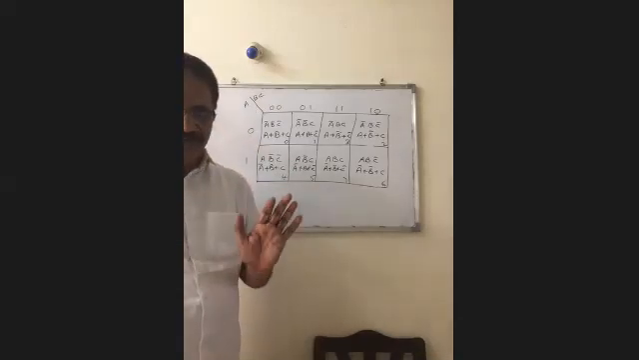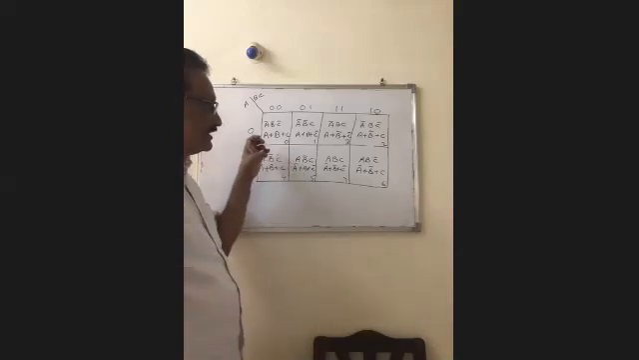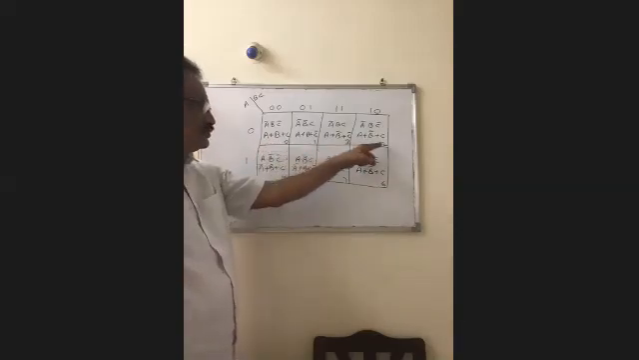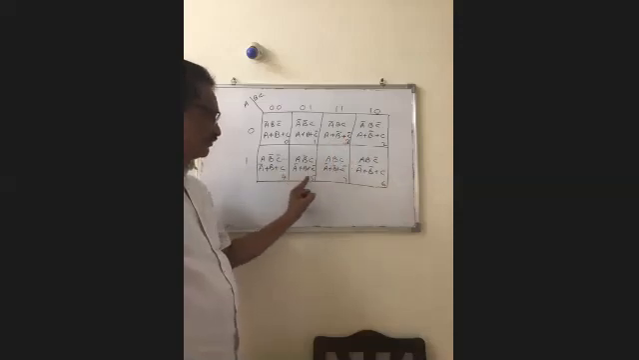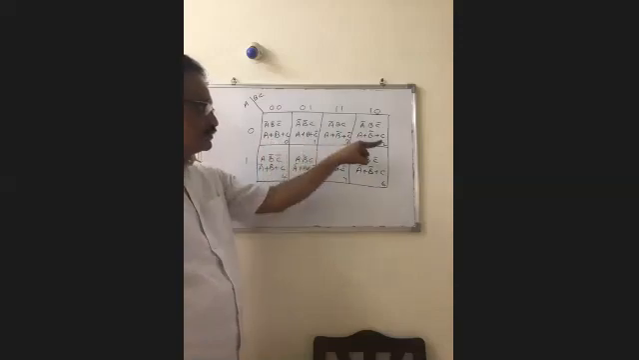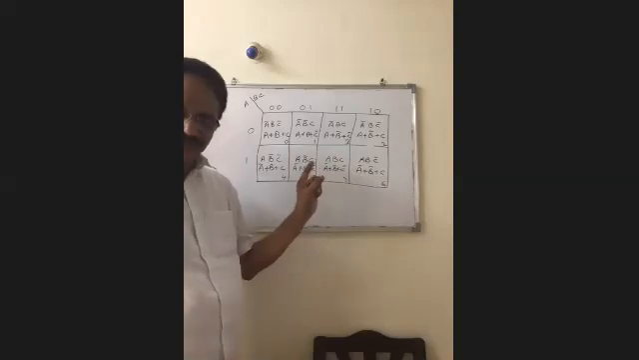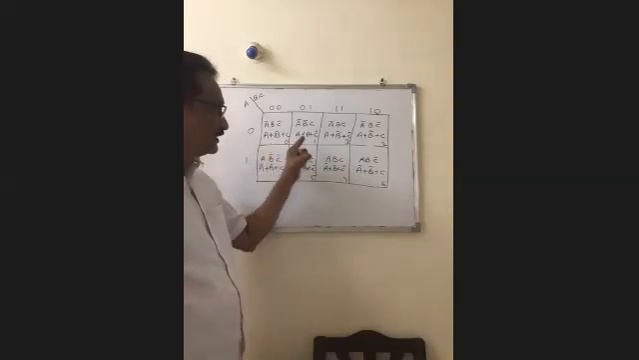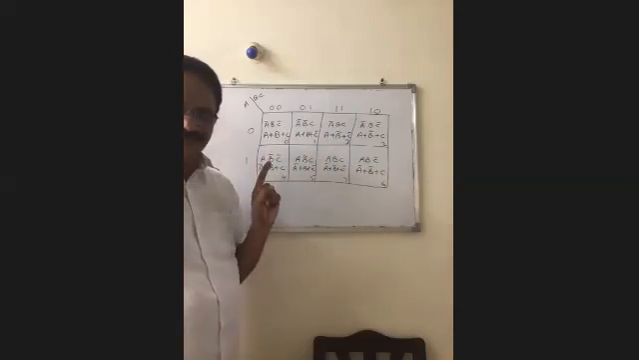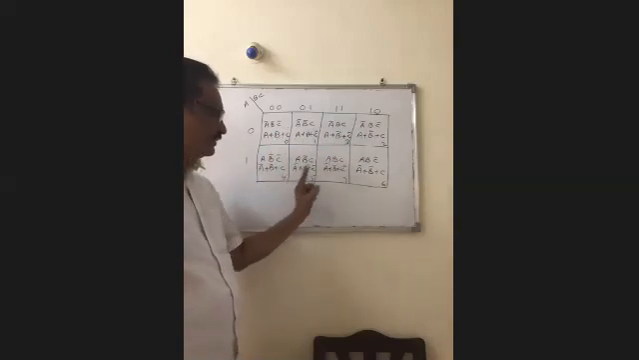First of all, memorize that each cell is assigned a number: 0, 1, 2, 3, 4, 5, 6, 7. Memorize 0, 1, 2, 3, 4, 5, 6, 7.